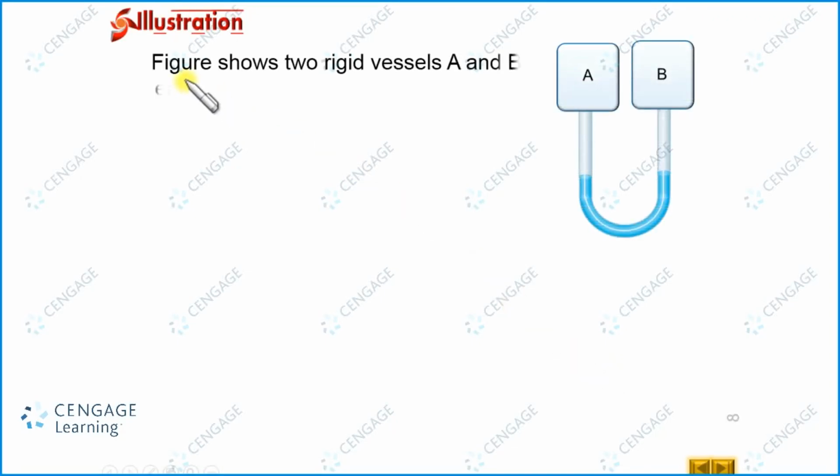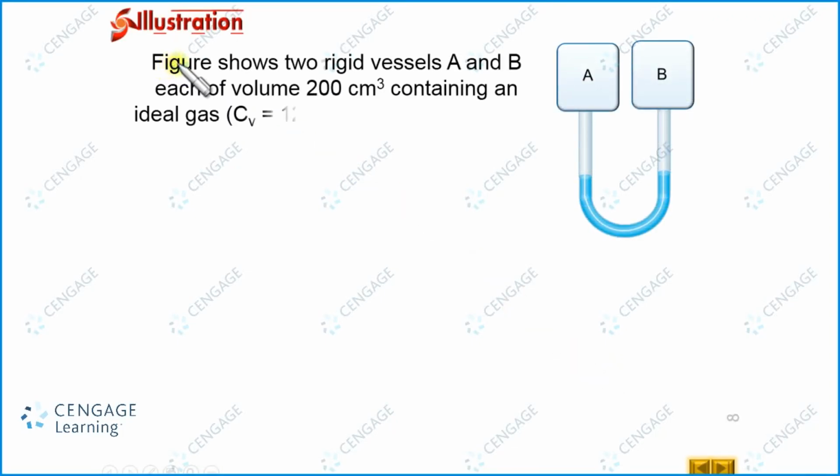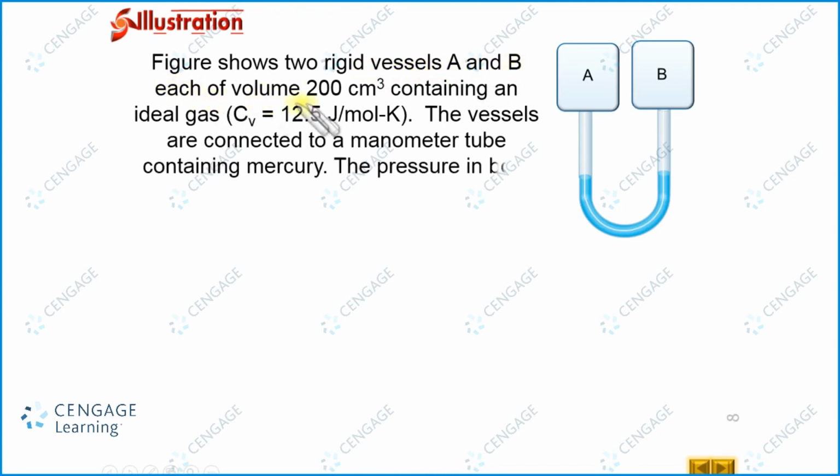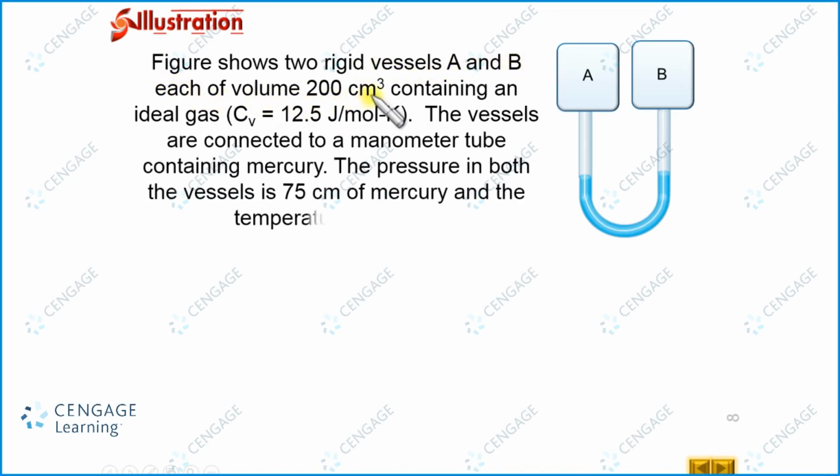In this illustration, the given figure shows two rigid vessels A and B, each of volume 200 cc (cubic centimeters), containing an ideal gas whose CV value is 12.5 joule per mole per Kelvin. That means these are rigid vessels, so the volume cannot be changed.